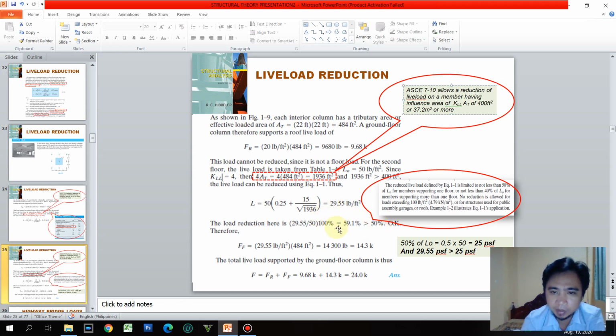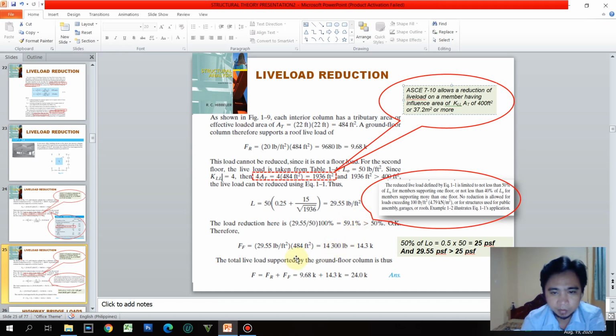Or by inspection alone, what is half of 50? That is 25. And 29.55 is still greater than 25. So it still satisfies the criterion that we cannot reduce it by more than 50%.